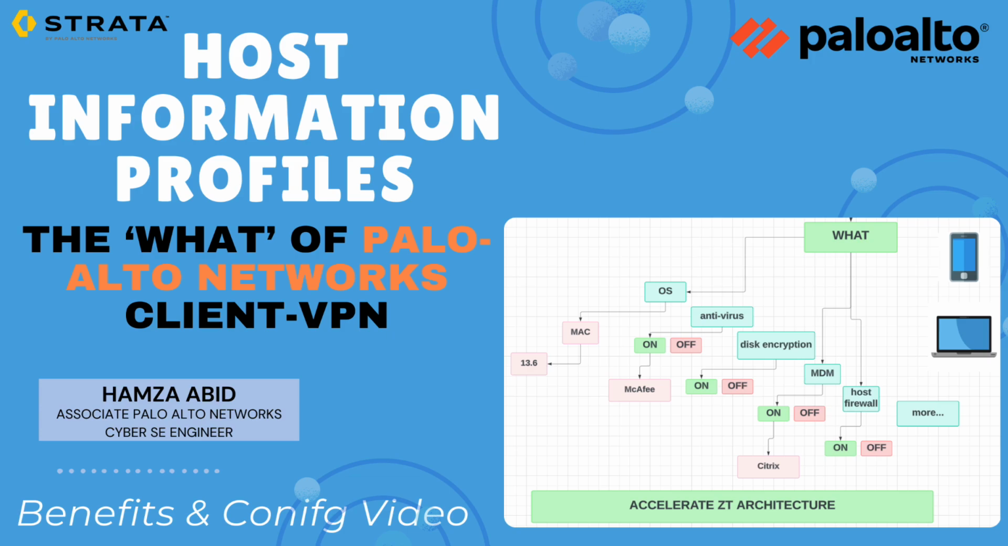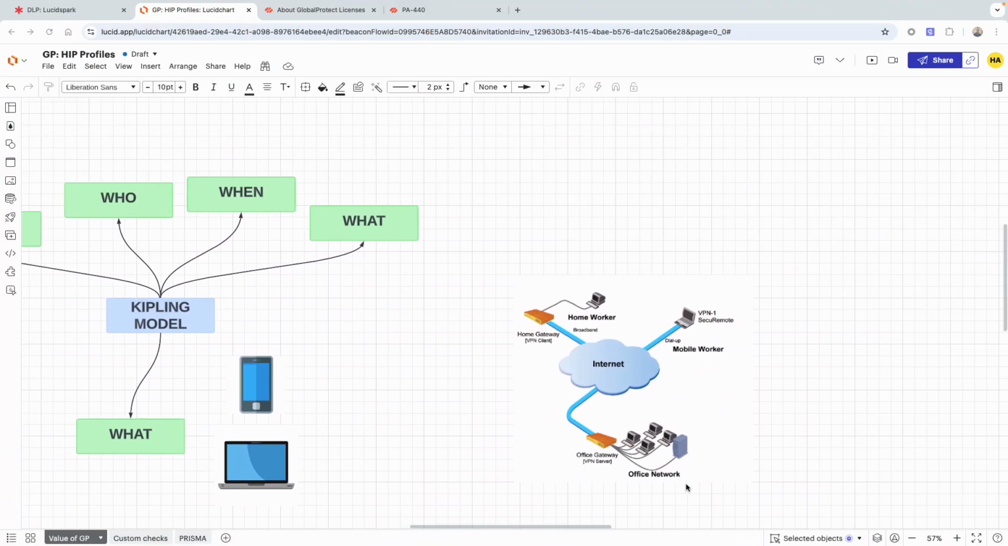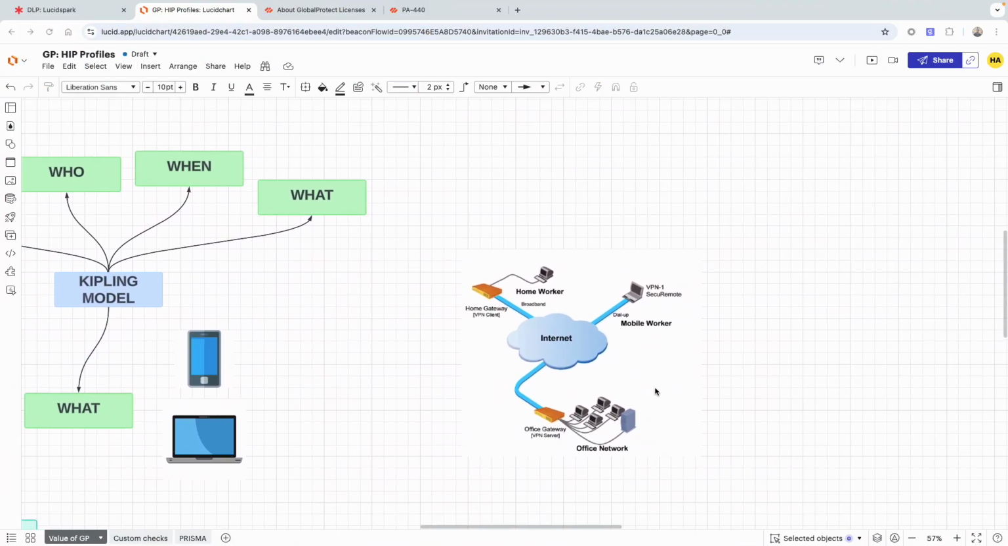So what is host information profile in GlobalProtect? Traditionally, a VPN, if you take a peek at this diagram here, has allowed remote clients to enter a remote network. And the condition was, as long as it's an IP-based device, as long as it can form the VPN connection, then it can connect to the network.